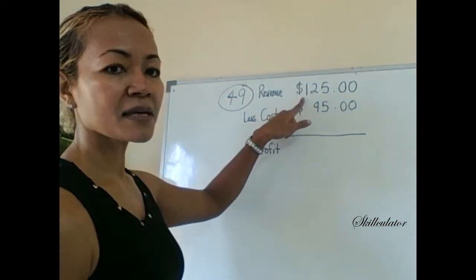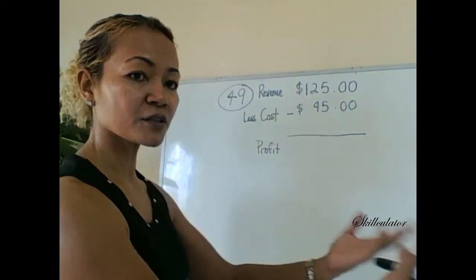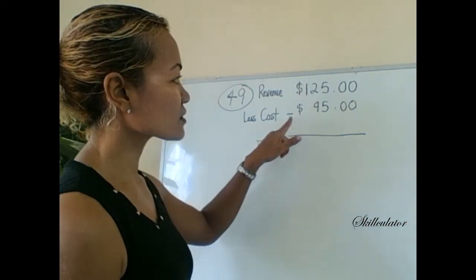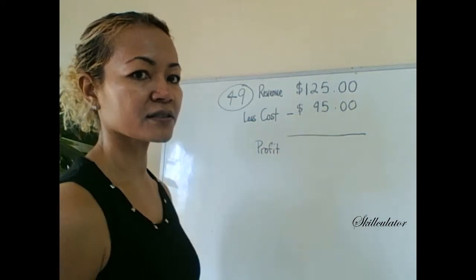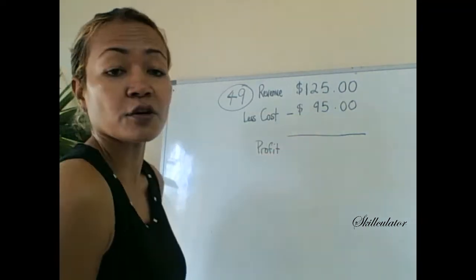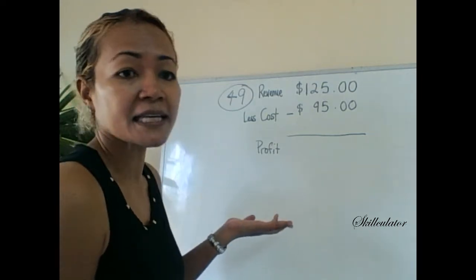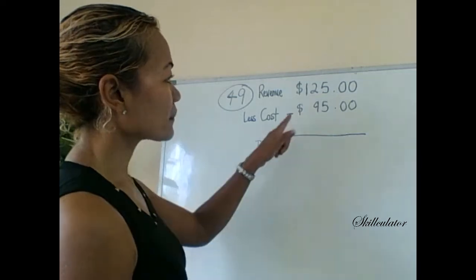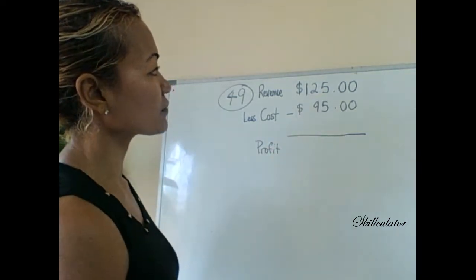So what came in was what he sold it for, 125, right? 125 was paid to him, less the cost, minus $95, minus what he had paid for it earlier when he bought the bike. We don't know when. Could have been a year before, could have been the day before, we don't know. Minus 95, that's how you'll get your profit.